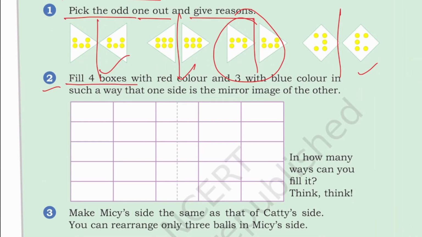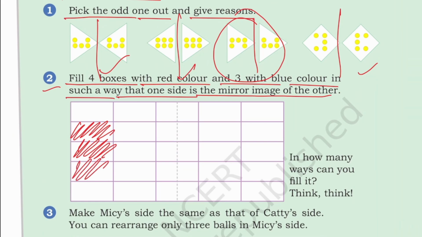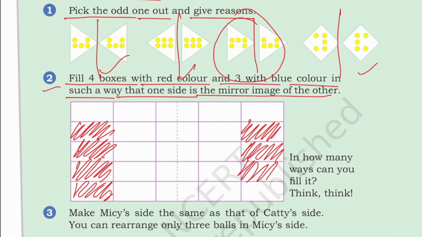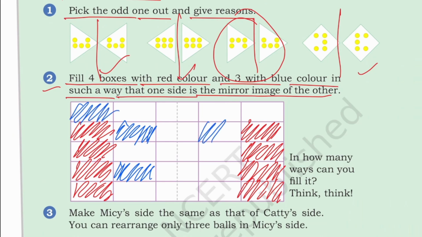2. Fill 4 boxes with red color and 3 with blue color in such a way that one side is the mirror image of the other. You have to put 4 boxes in red color. You can put them in any way. I am doing it like this, such that the left side is the mirror image of the right side, and 3 in blue color, such that the left side is the mirror image of the right side. You may put it like this.